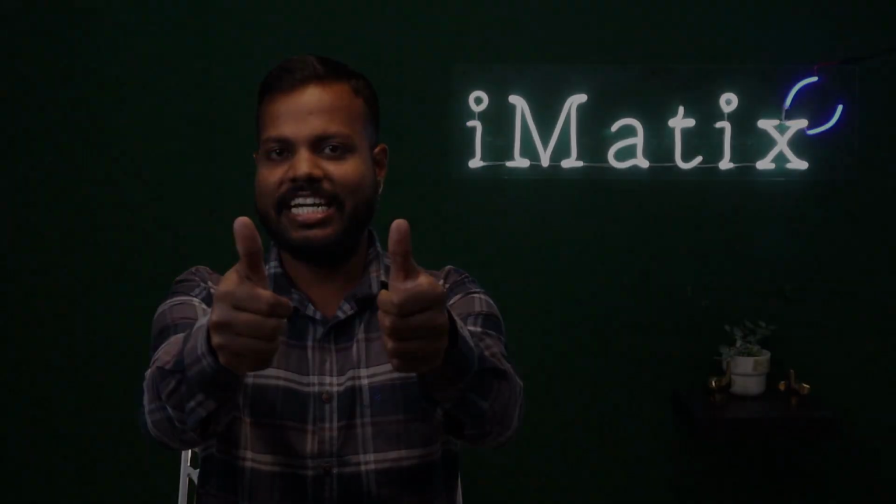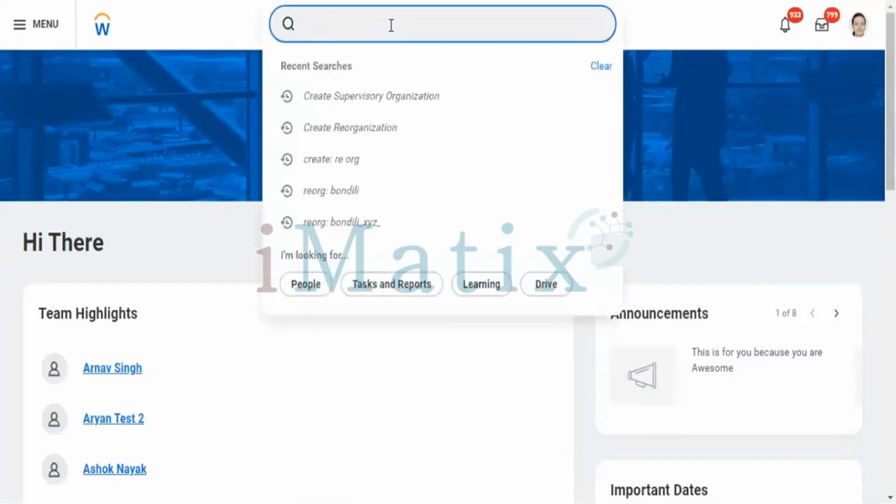So let's get started. What is the task to create? First, we'll create a topic. Topics are which holds courses. Topic is an umbrella which will be holding courses.